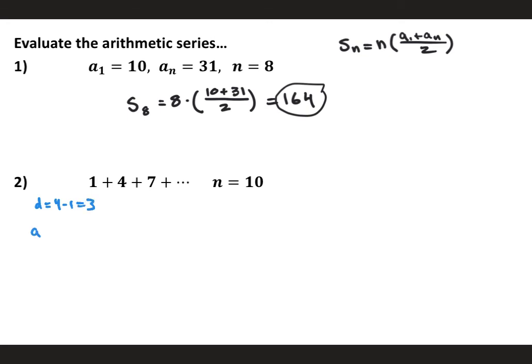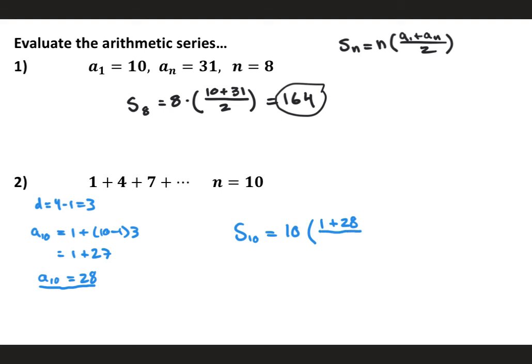And then we're going to go ahead and say, all right, a sub 10 is equal to my first term, which is 1, plus (10 minus 1) times my difference, which is 3. So this is going to be 1 plus 9 times 3, which is 27. So my 10th term, which I'm going to need for a second in my formula, is 28. So I had to do a little bit of math to get that, but now I can find S sub 10. So I can say, all right, S sub 10 is equal to the number of terms, 10, times (my first term, which was 1, plus my 10th term, which was 28) over 2.